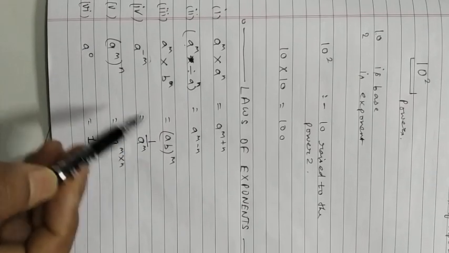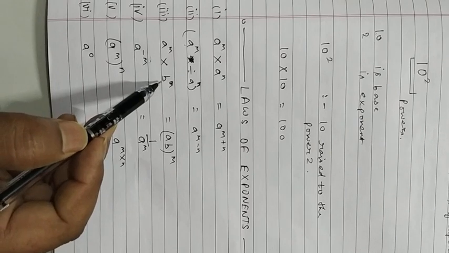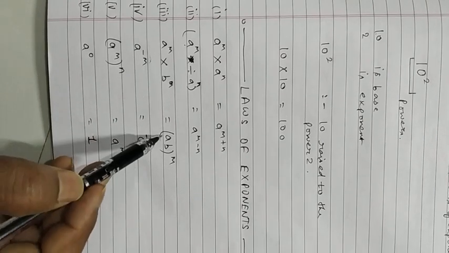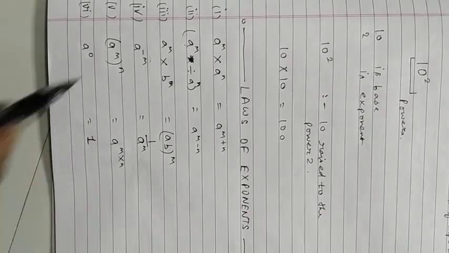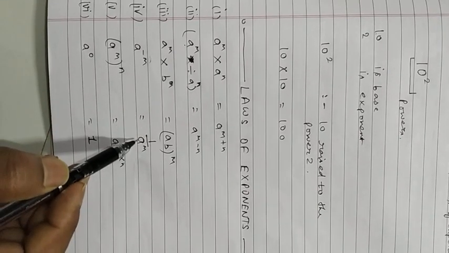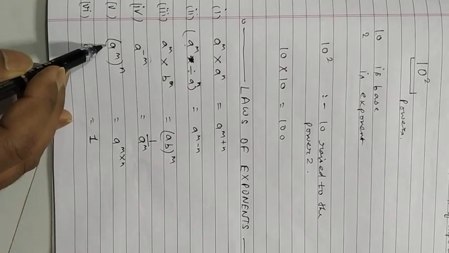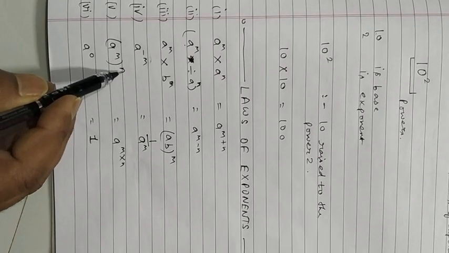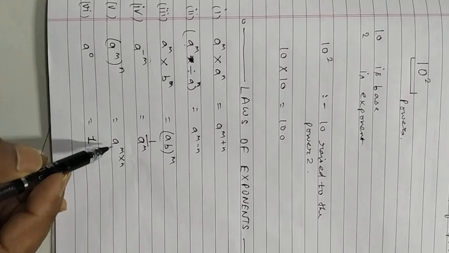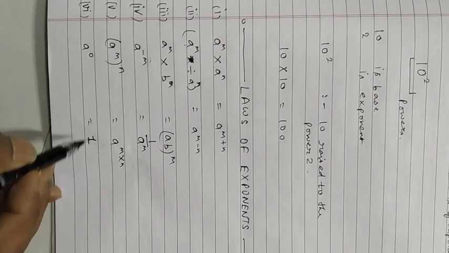a raised to power m multiplied by b raised to power m gives you ab raised to power m. a raised to power minus m gives you 1 upon a raised to power m. a raised to power m and over that power n gives you a raised to power mn, and a raised to power 0 is equal to 1.